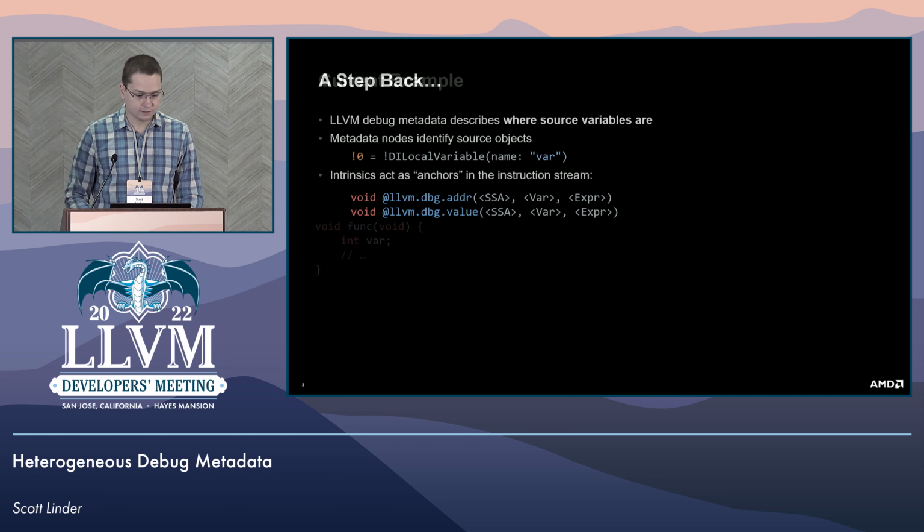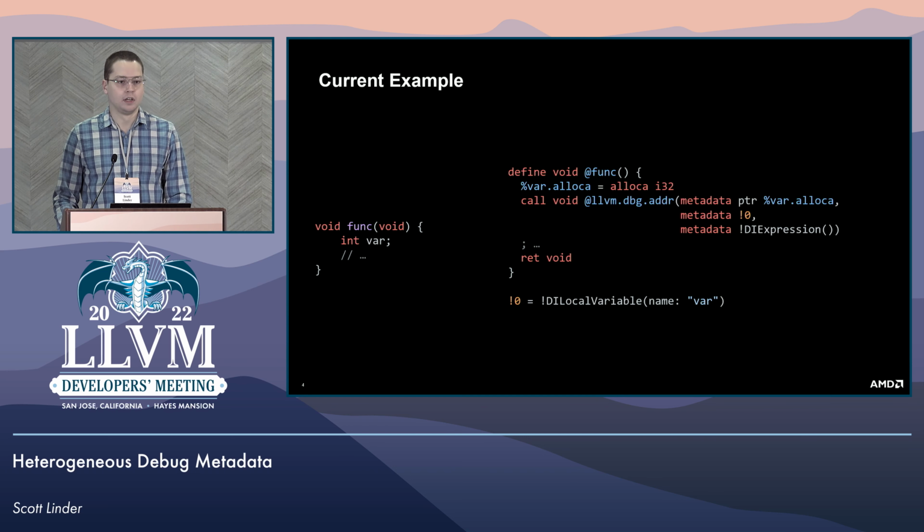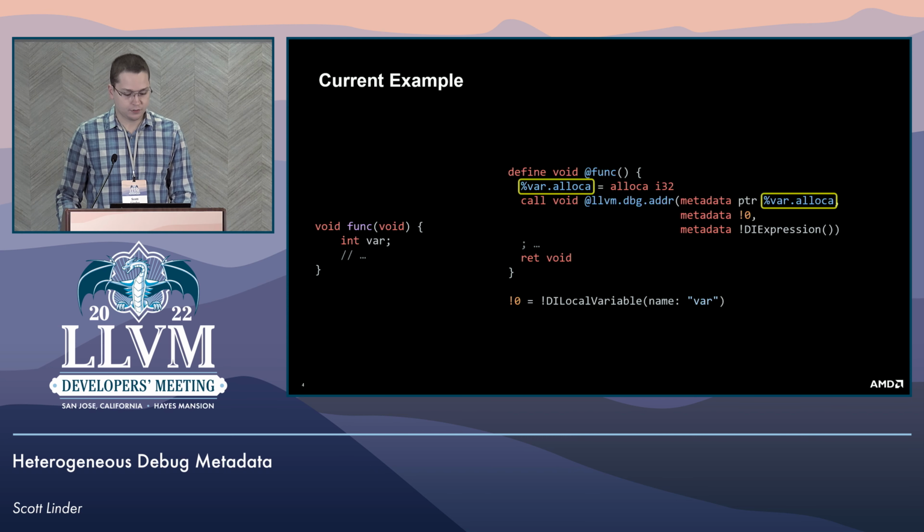So with that out of the way, let's look at an example of how the current metadata would describe a single variable called var. So compiling this function with Clang or whatever front end, you'd get something that looks similar to this. Note that the DILocalVariable and the call to llvm.dbg.addr show up. So the first argument to llvm.dbg.addr is an SSA value. In this case, it's var.alloca.